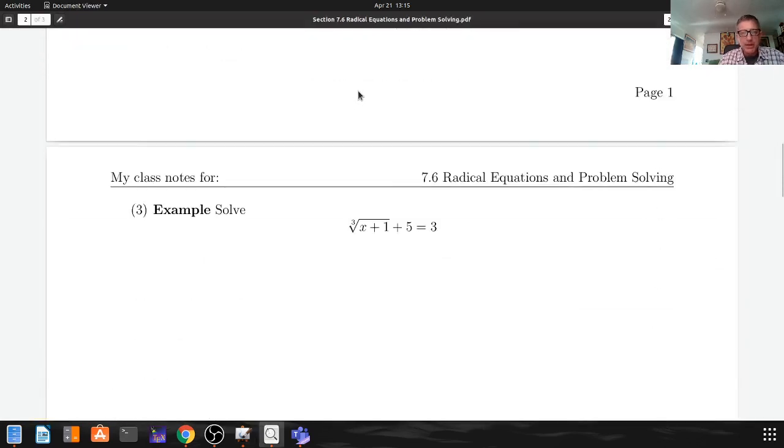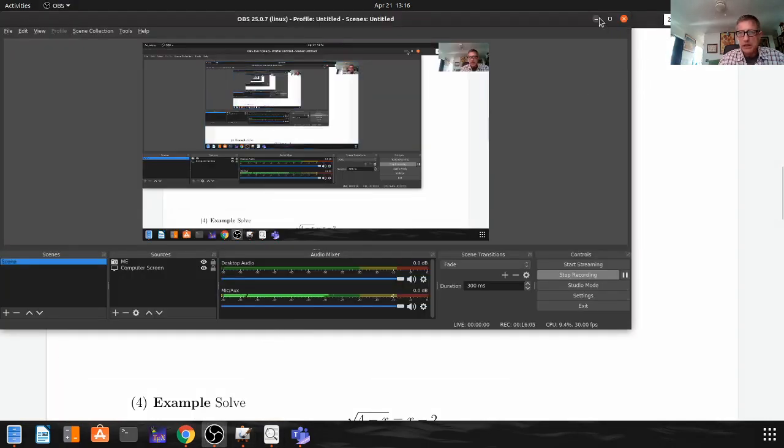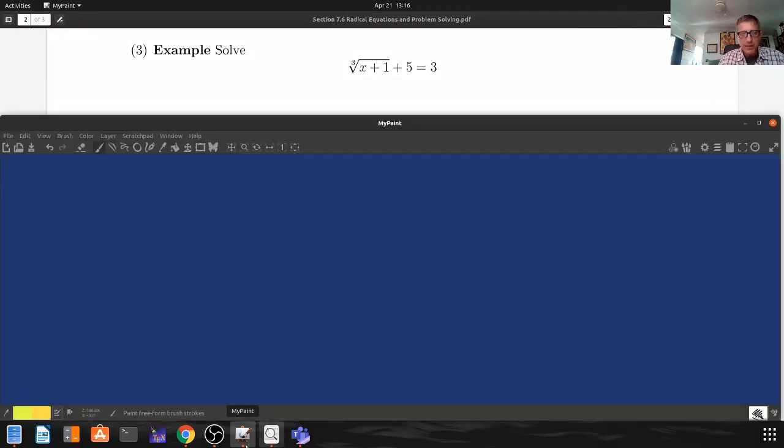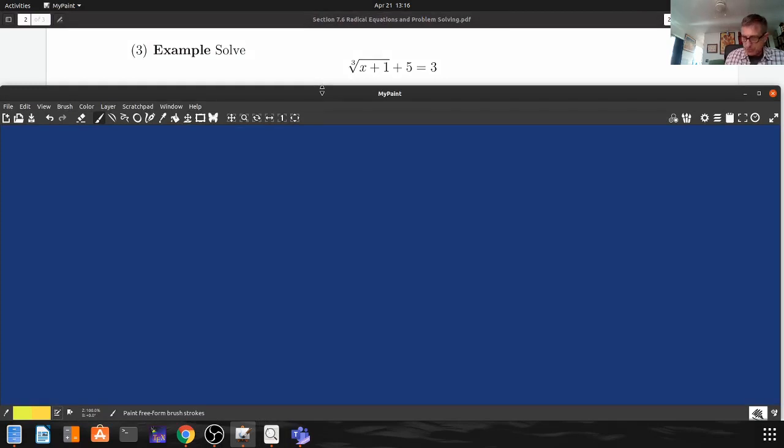So our next one is, look, our index is 3. So, I keep hitting the wrong button. Here we go, index 3. So let's solve this one. So this is example number 3. So I have the cube root of x plus 1, plus 5, is equal to 3.